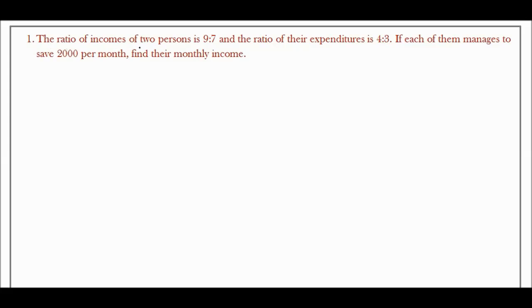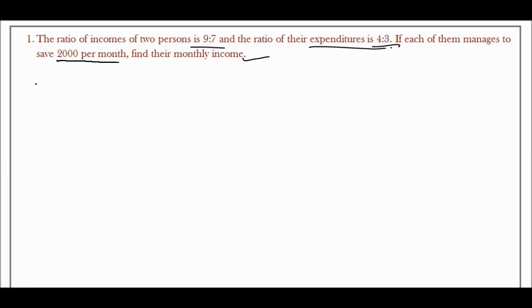The ratio of incomes of two persons is 9:7 and the ratio of their expenditure is 4:3. This one is the ratio of expenditure and this one is income. If each of them manages to save 2000 rupees per month, find their monthly income. So both will save 2000 per month, and we have to find their monthly income.